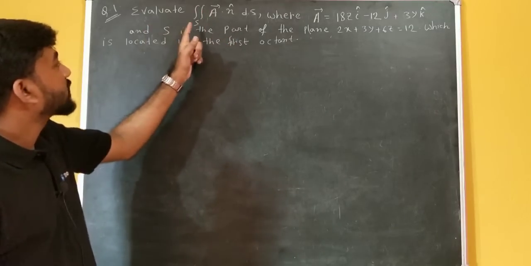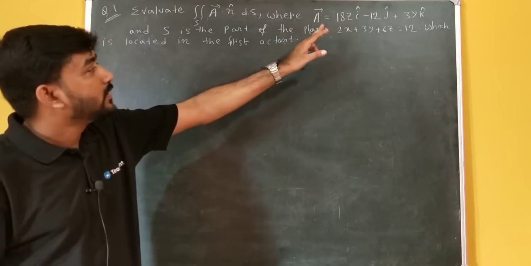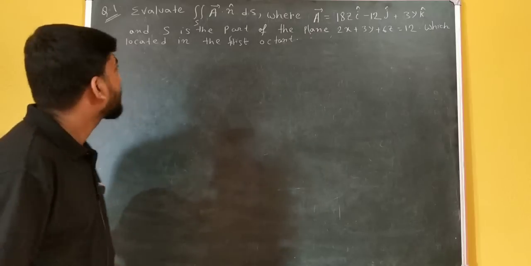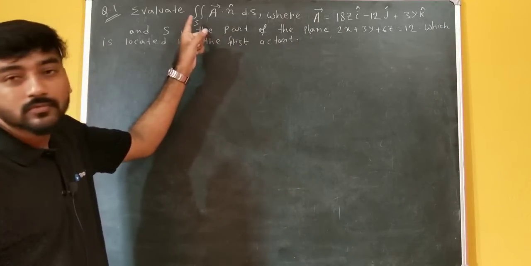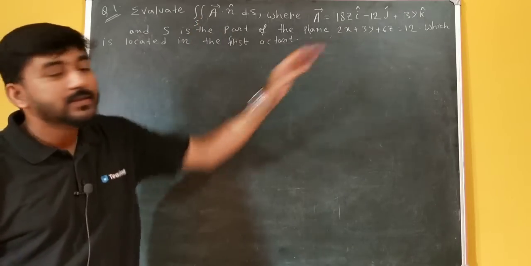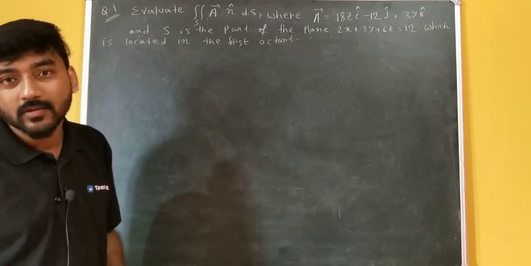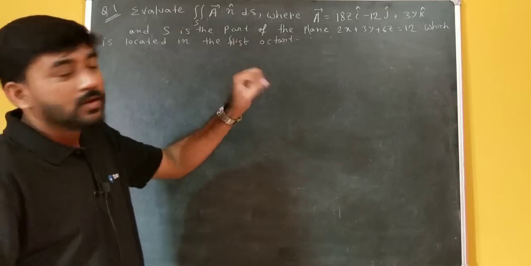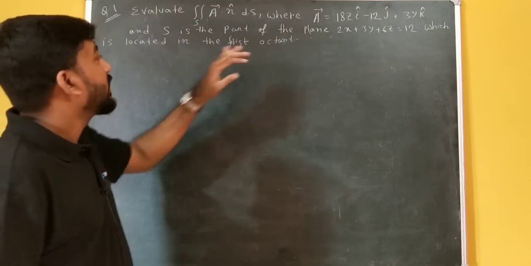We have to evaluate the surface integral of A dot n cap dS, where A is given as 18z i cap minus 12 j cap plus 3y k cap, and S is the part of the plane 2x plus 3y plus 6z is equal to 12, which is located in the first octant. So in the first octant we have to draw this plane first.